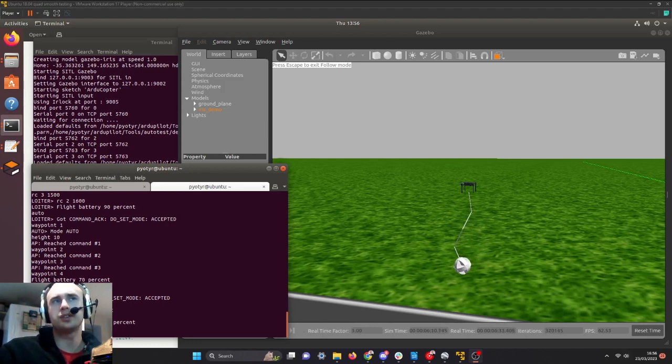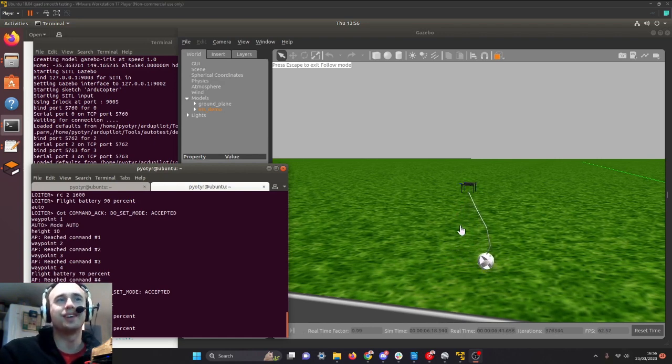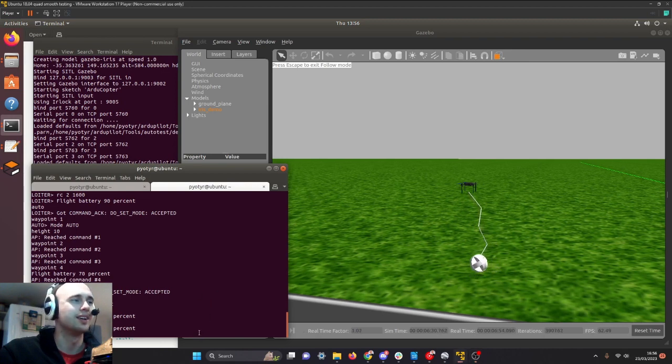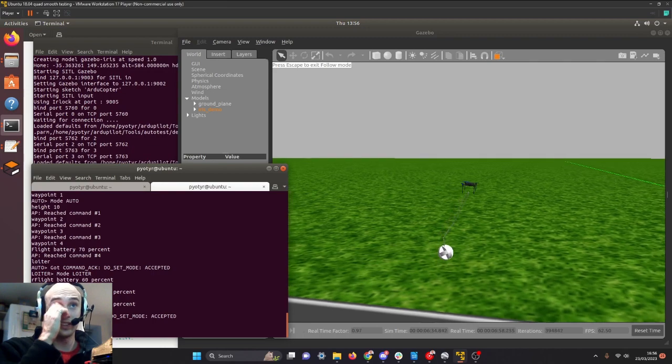So here we have a drone with a payload underneath it being simulated in Gazebo. And I don't know about you, but this doesn't look like it's swinging in real time, even though the simulator says this is a real time speed simulation. This looks to be flowing back and forth way too slowly. Let's put it into auto mode and see how it reacts.